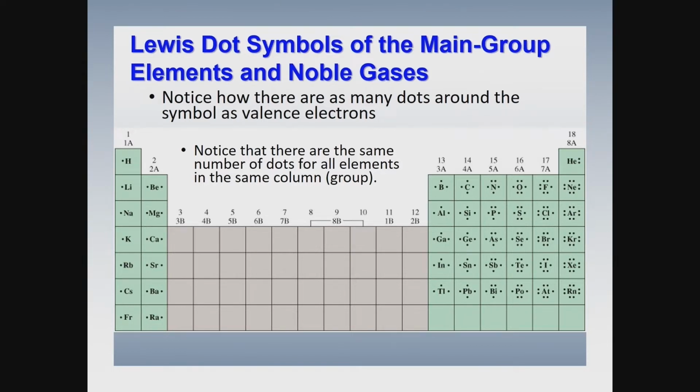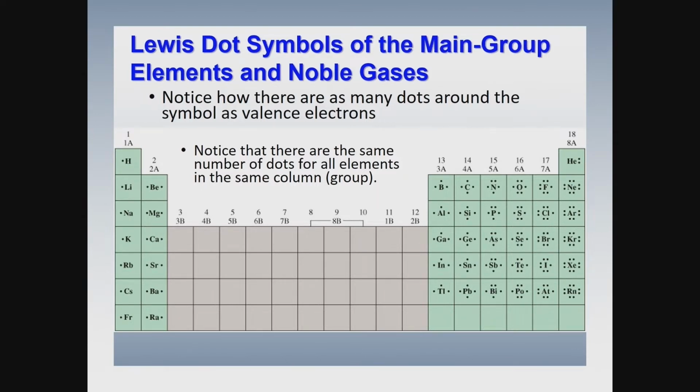You can go all the way down to the noble gases, and there you can really see very nicely that while helium can't have any more than 2 electrons, 2 dots in its highest energy level, the other ones below it, neon, argon, krypton, xenon, and radon, they all have 8 dots. And the reason is because they have 8 electrons in their highest energy level. They have 8 valence electrons.